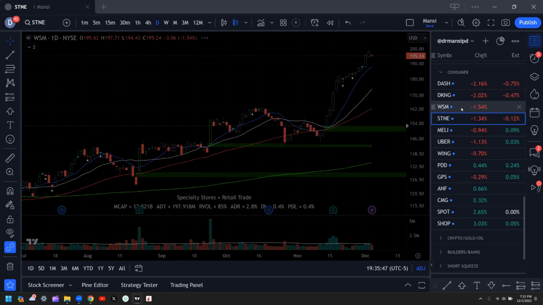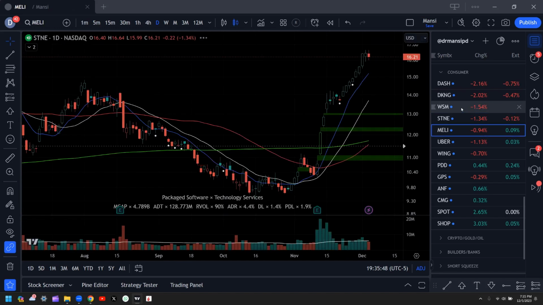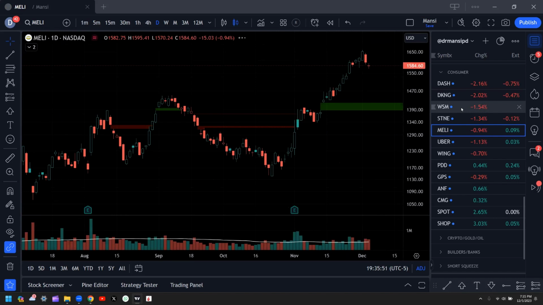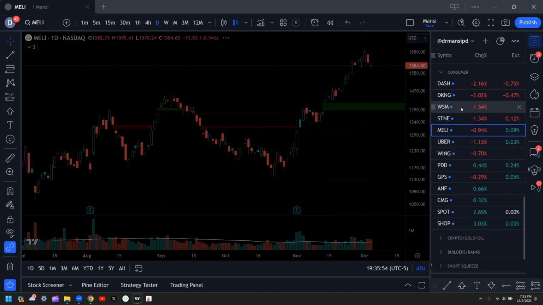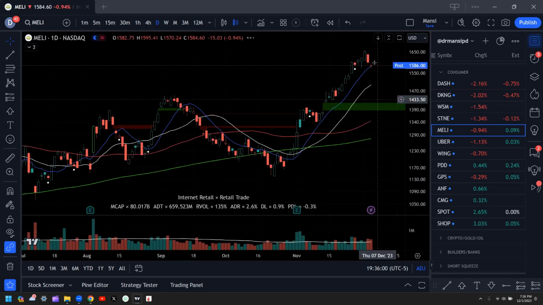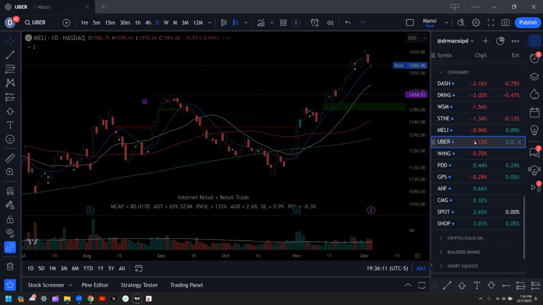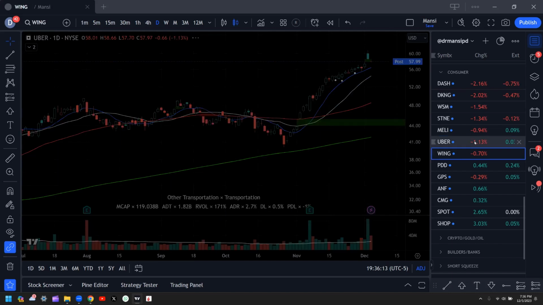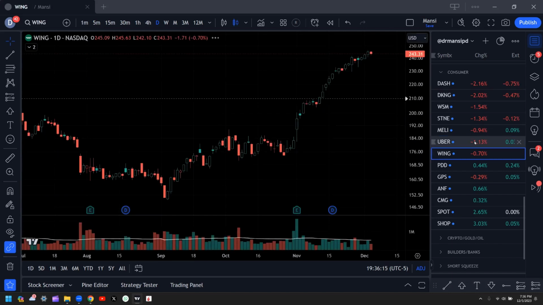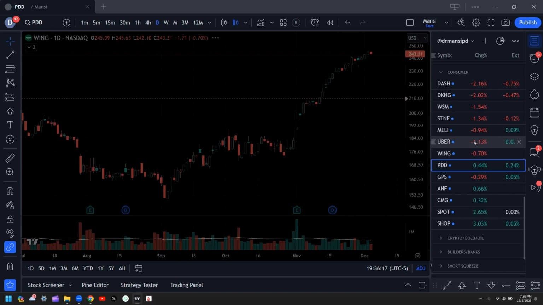Williams Sonoma too extended, and I'm going to run through these a bit. Stone too extended. MELI, hold on, let me see it a bit better. So I definitely don't want to be here all night. MELI is a nice pullback to the 10 MA, but too extended for me. This has just gone straight up, and I don't see the edge in buying this here. Wing, way too high.